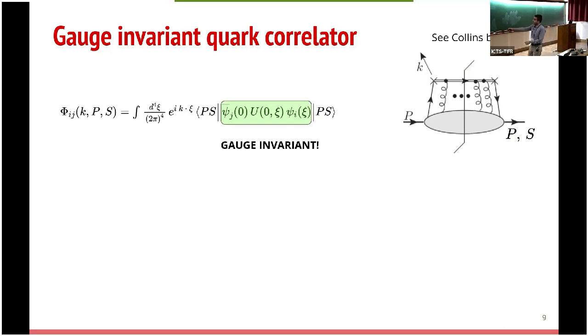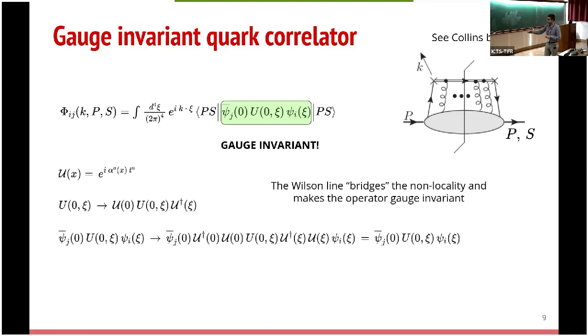Once you include this gauge link operator, u, that transports the vectors from 0 to psi, between psi bar and psi, this operator is gauge invariant. Why is it so? Because the gauge link transforms in this way, where curly u is the gauge transformation. If you do the math, you see that psi bar u psi transforms into psi bar u psi. So it's invariant. We are in business.